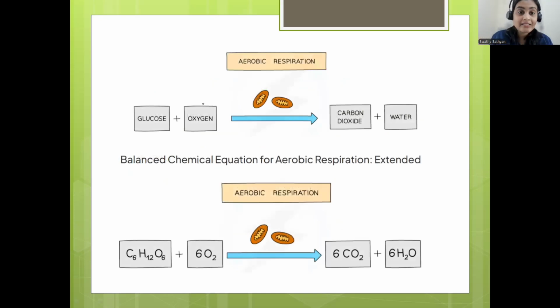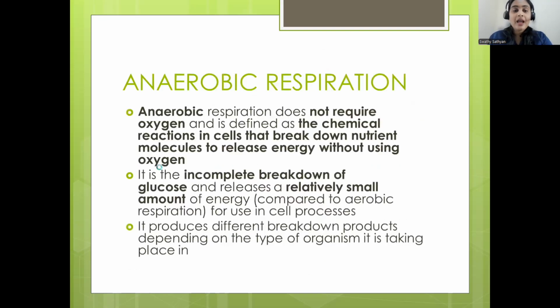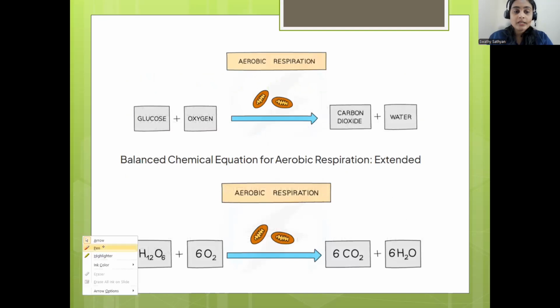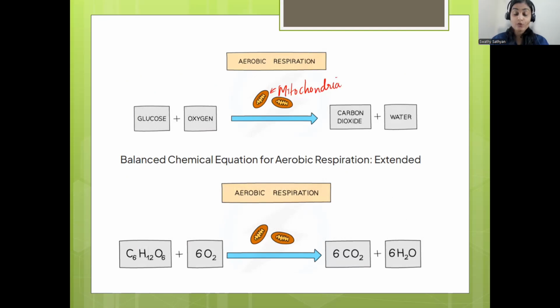Here you can see glucose, right? Glucose will come from the food and oxygen will come through breathing. These two things undergo a chemical reaction. Where does this reaction occur? In the mitochondria. So this is the mitochondria. Inside the mitochondria, glucose will break down in the presence of oxygen and form carbon dioxide, water, and energy.